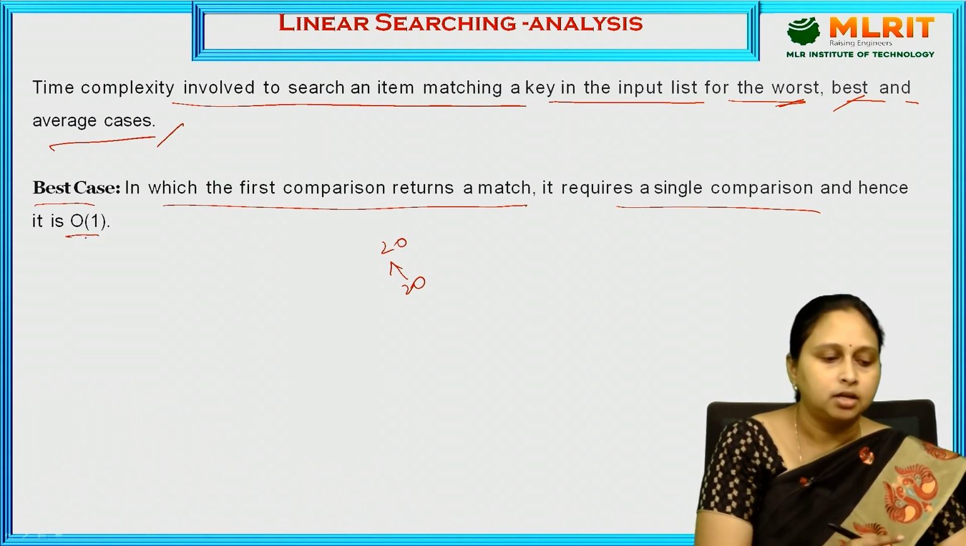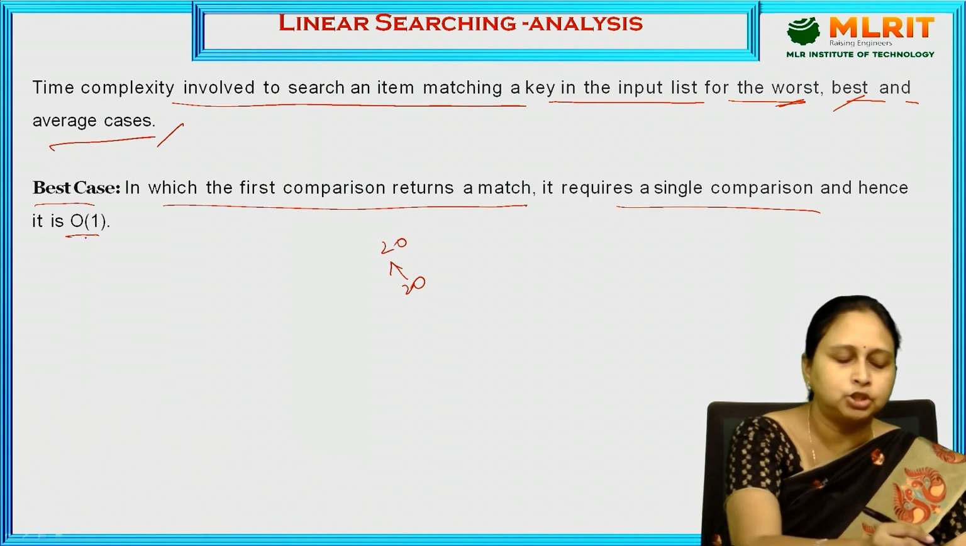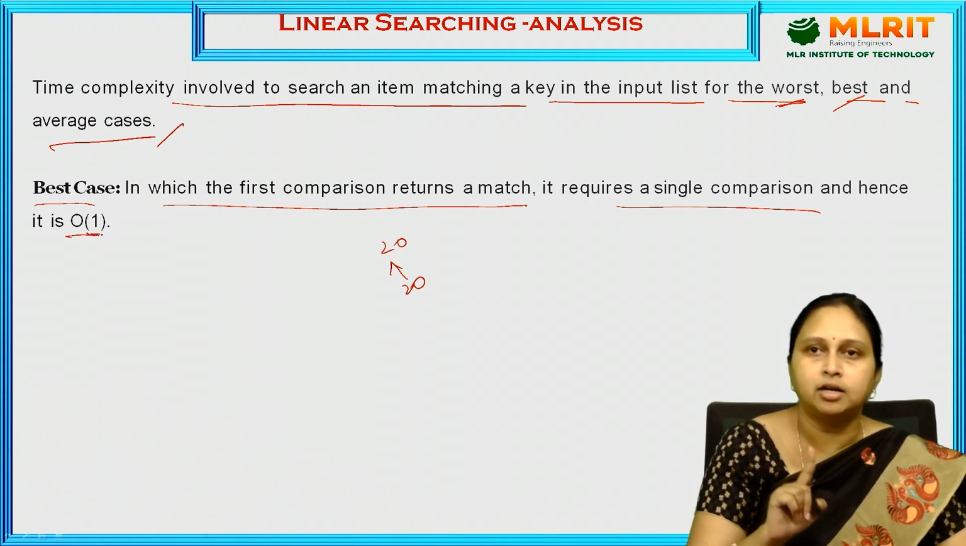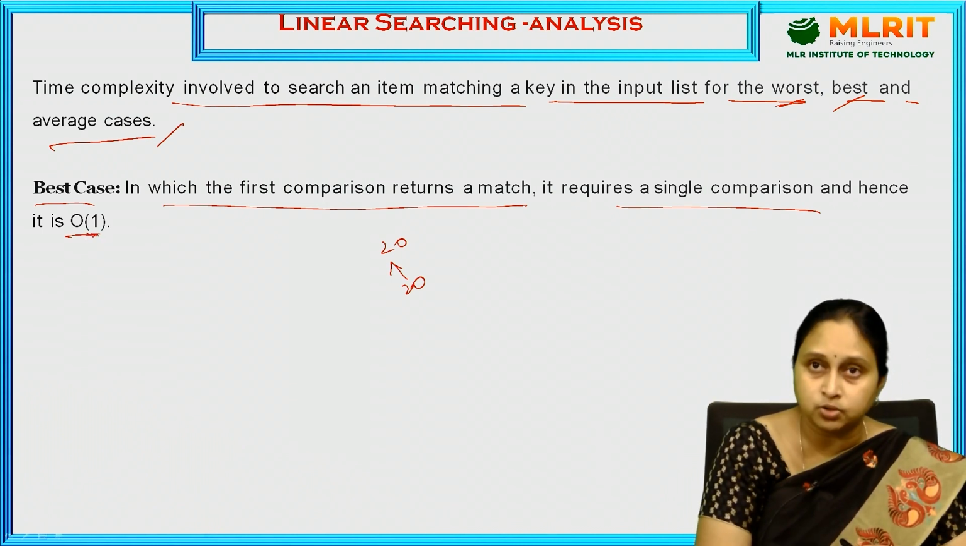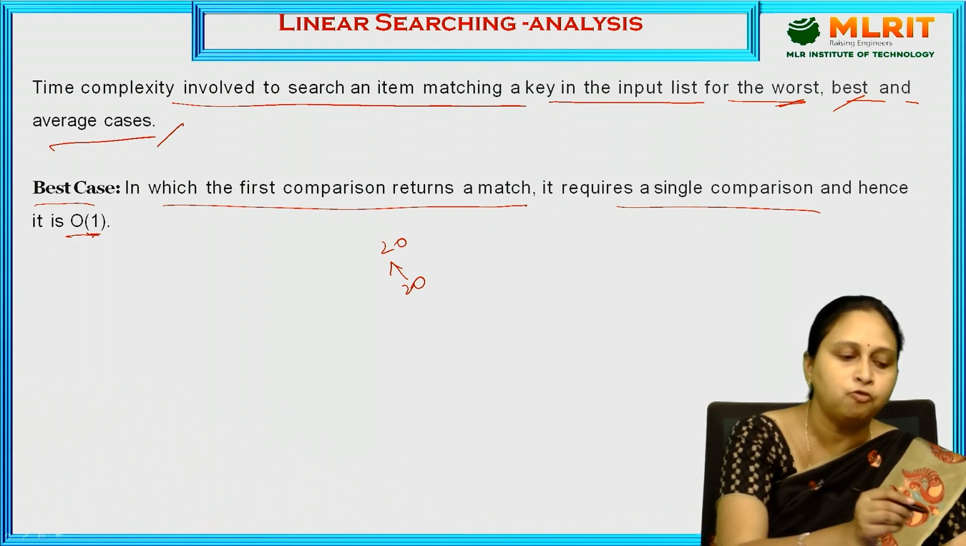And here we are not doing many comparisons. The comparison we have done is only one. That's why it is represented with the time complexity of big O of 1.